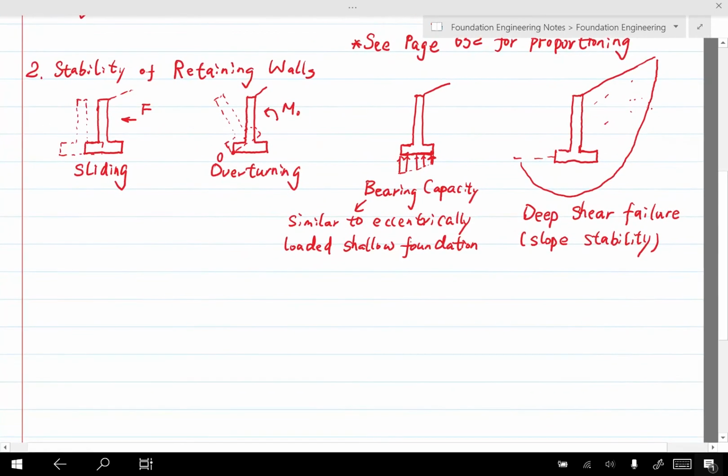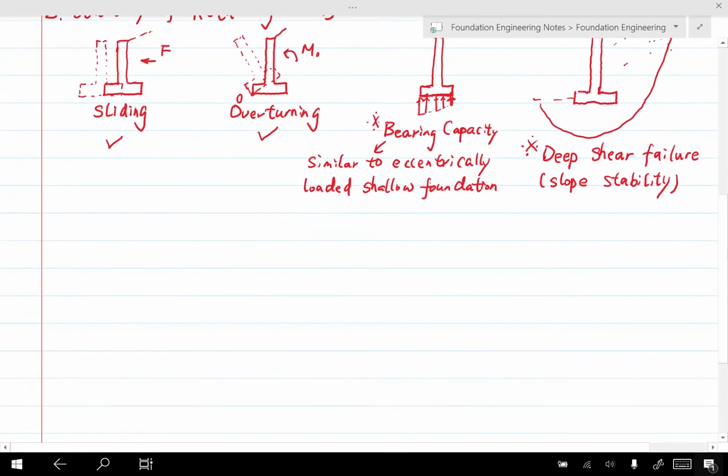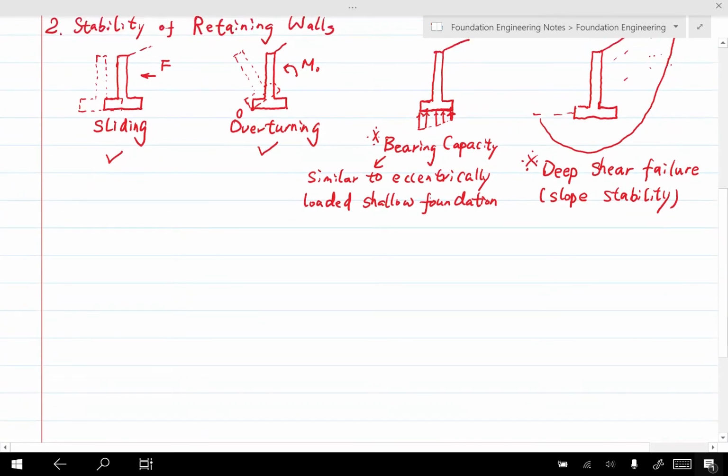As mentioned, we will be talking about sliding and overturning. And for bearing capacity, you can refer to what we introduced for shallow foundation. And for the last one, you'll get some information when we will have the last lecture for slope stability. Next, let's see how we can analyze the stability with respect to sliding.